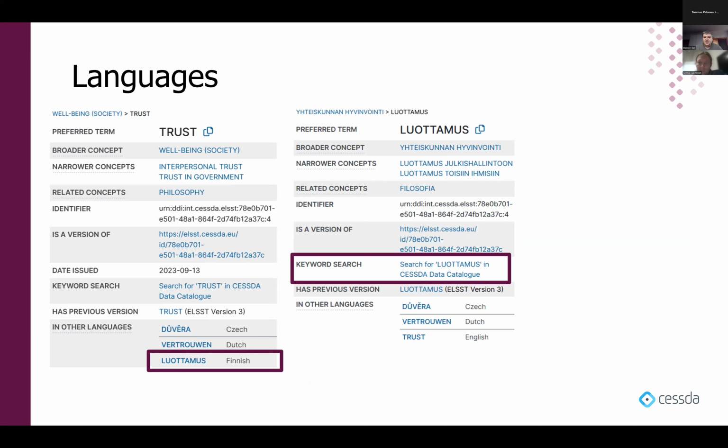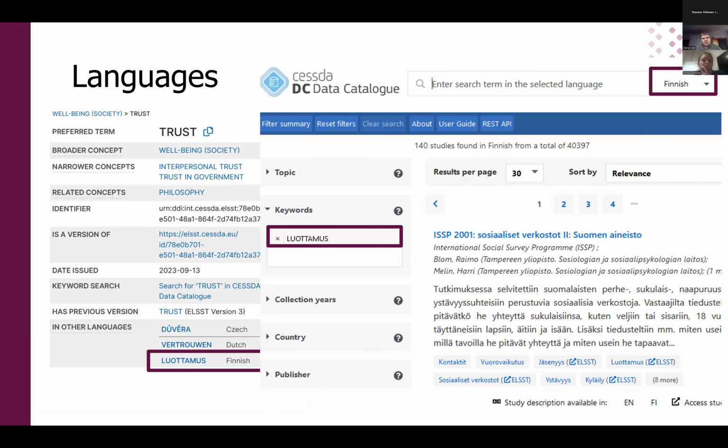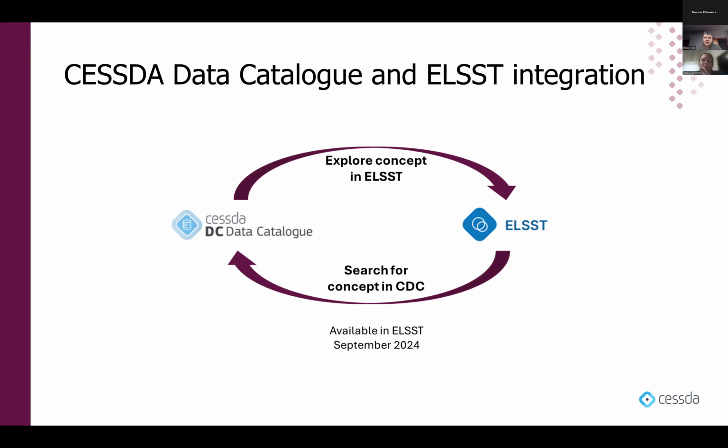So we have quite a number of languages. Keywords are not just allocated in English, they're allocated in different languages. So that integration, we also have that as a multilingual feature. So if you have a particular keyword in a particular language, you can also navigate on a language specific basis as well. So we always need a meaningless diagram in these kinds of things. So this is just a circle that illustrates very, very simply how concepts and dataset records in the CDC are connected.